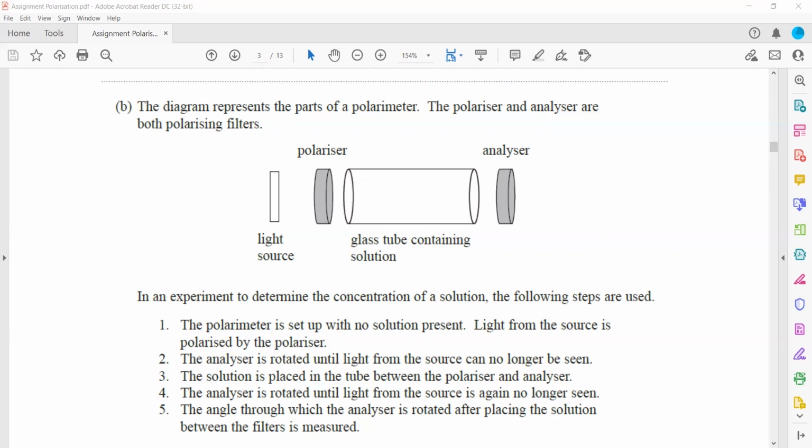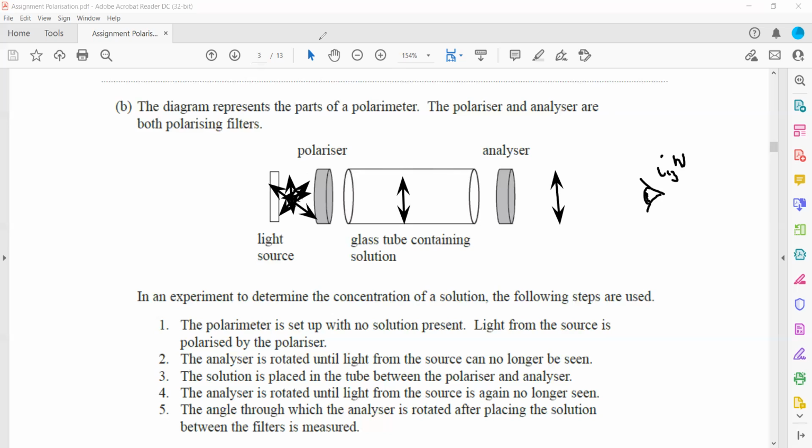So why is it useful? Because it is easy to identify when no light is there rather than minimum or maximum light. For example, you start the experiment, the polarizer is passing the light vertically, and the analyzer is passing it vertically. Then you start the experiment and you are able to see the light.